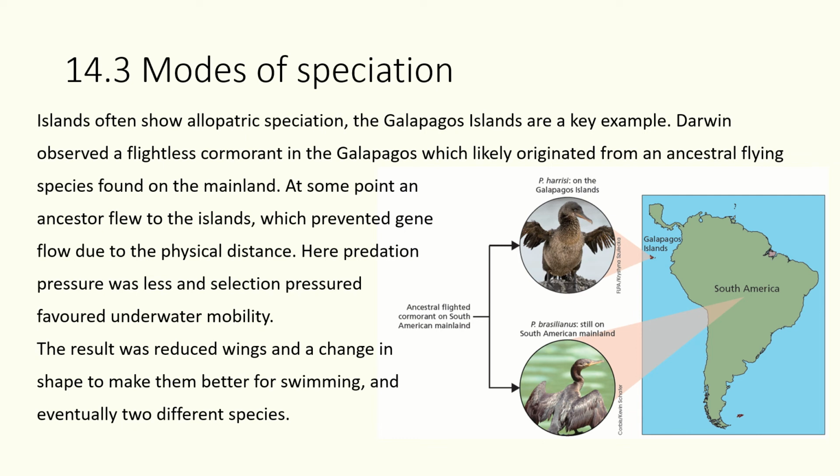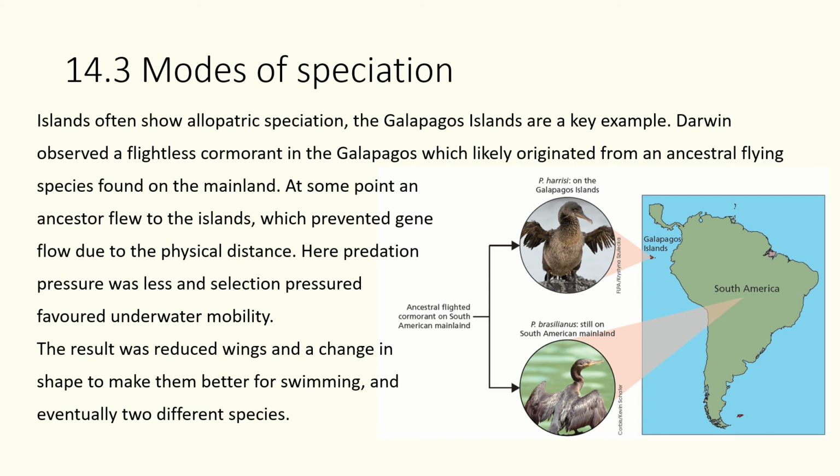We do need some sort of change in our selection of different traits. And what happened was there was no predation on the Galapagos Islands. There were no natural predators for the cormorant. And so as a result, they didn't rely so much on being able to fly because they didn't need to be able to escape from predators. Whereas the flying species in the Amazon would have to worry about escaping from caimans or jaguars and whatnot.